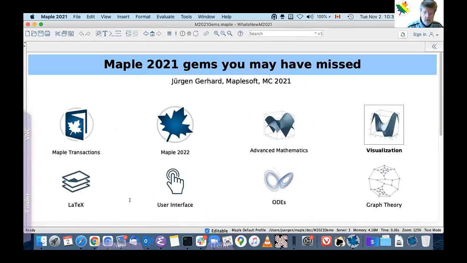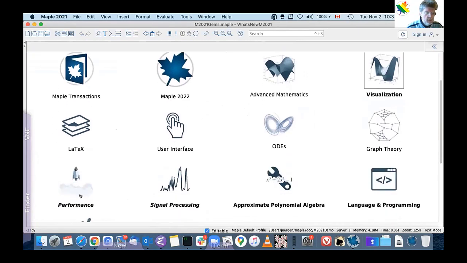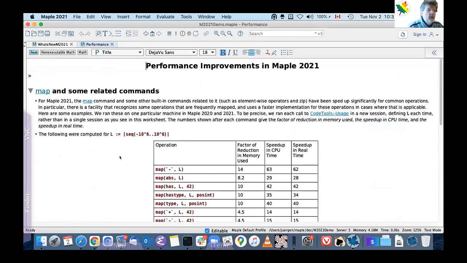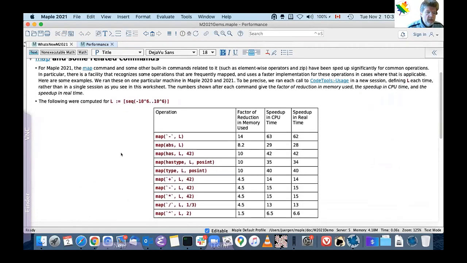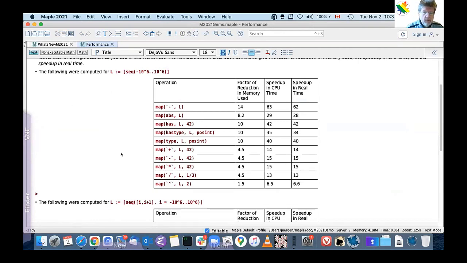The next gem I want to show, I have to scroll down here, is about performance improvements. What I want to mention here is that the speed of some kernel commands, such as map and seq, was improved drastically for certain frequently used operations. On the left, you can see what the operations are that were being measured. And on the right, you can see the speedups and the improvements also in memory reduction. This is for a list with 2 million elements.